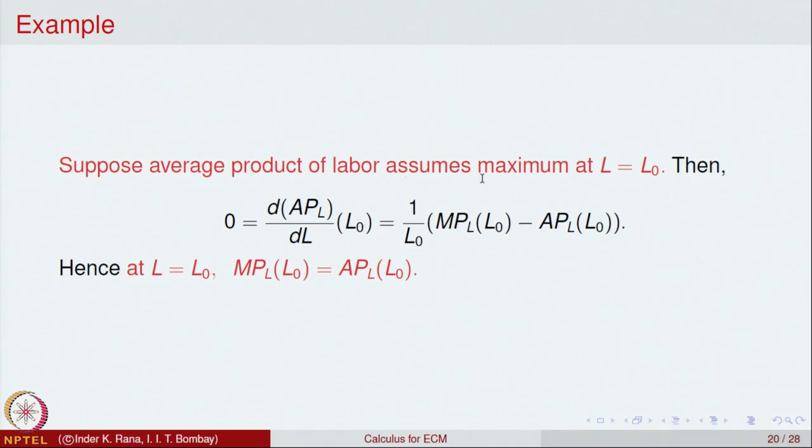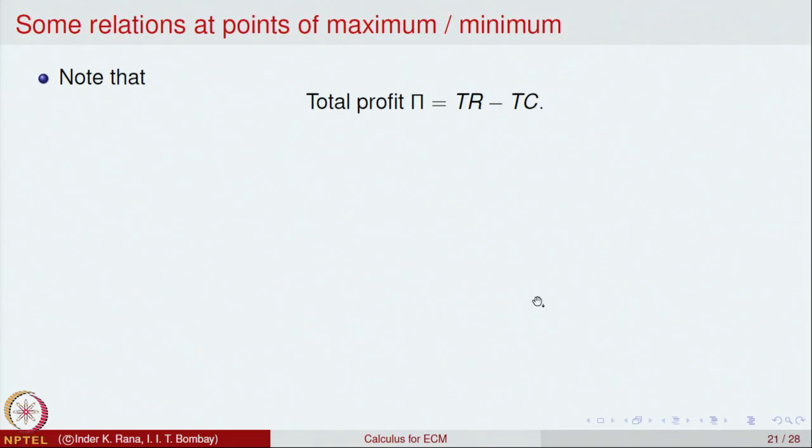By our theorem, if there is a maximum at a point, then the derivative must be equal to 0. We get this equal to 0, and that just now we computed it is equal to this. The derivative of APL with respect to L was 1 over L naught times MPL at L naught minus APL at L naught. That means, at L equal to L naught, the marginal production at L naught is equal to the average production at L naught. So, these two are equal. That is a general formula that one gets.